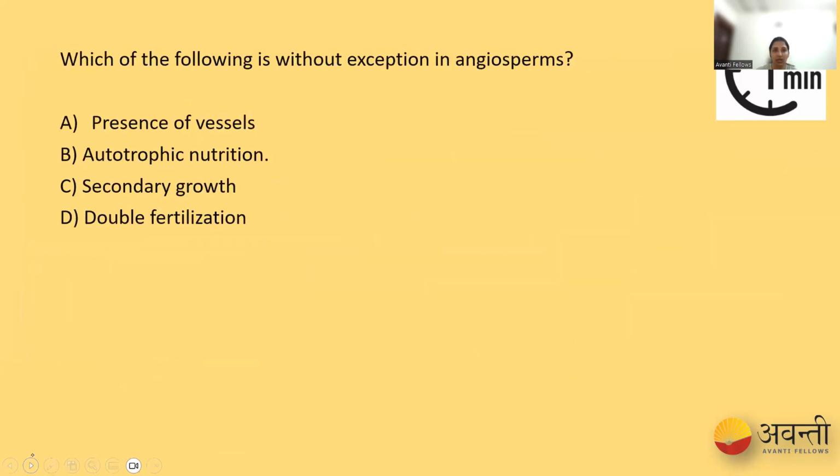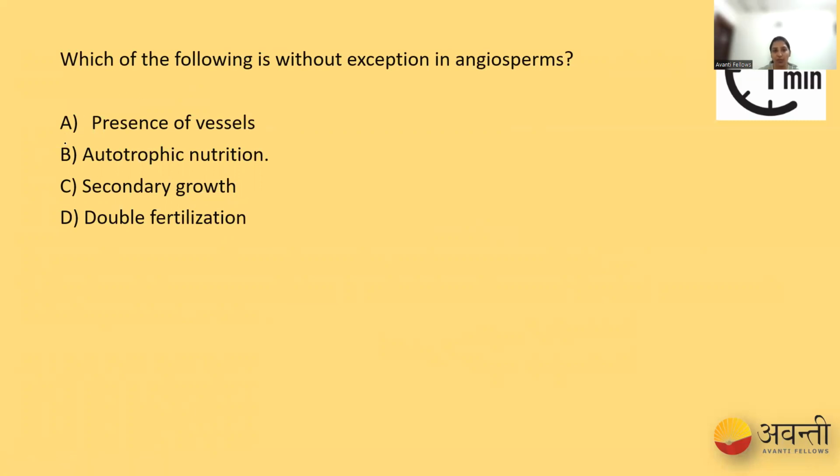Now moving to the next one, which of the following is without exception in angiosperm? A. Presence of vessels. B. Autotrophic nutrition. C. Secondary growth. And D. Double fertilization. So the question is asking which of the following is without exception in angiosperm. That means the one which does not show any exceptions or which is universally present.